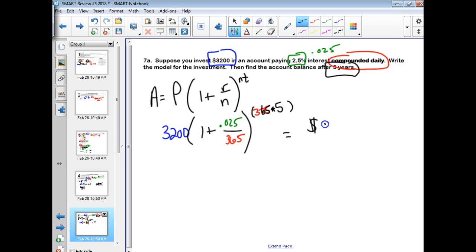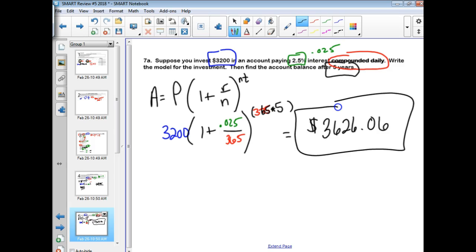How rich are we? For the sake of time, I'm okay if someone just shouts it out if they already have it. I feel like it's bigger than that. 3626.4. I'm sorry, dear. You were dead on. I don't know why I thought it'd be bigger. Oh, it's only 5 years. We need to let our money sit around a little longer. That's not enough money.